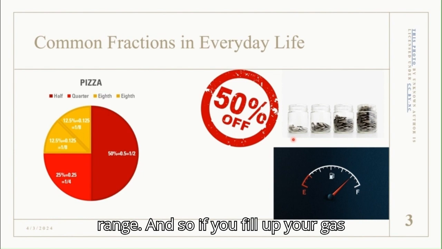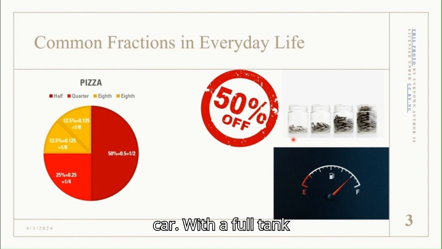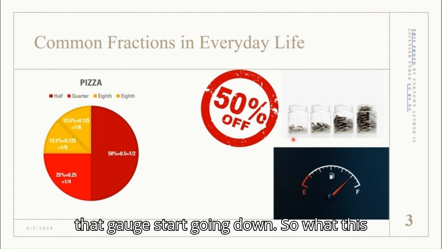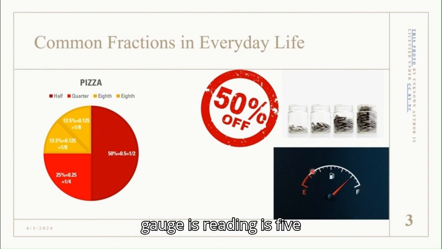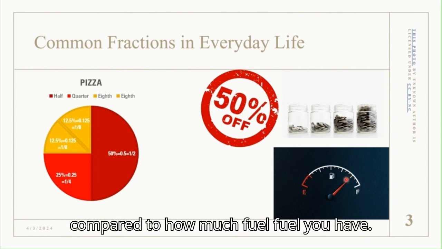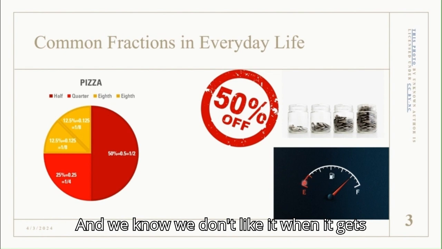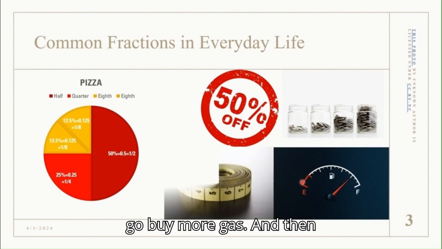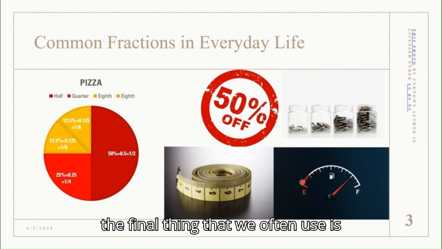If you fill up your gas car with a full tank and you drive quite a while, you'll see that gauge start going down. What this gauge is reading is 5/6 of a full tank. That is a gauge representing your total fuel compared to how much fuel you have. And we know we don't like it when it gets down to E, because that means we have to go buy more gas.